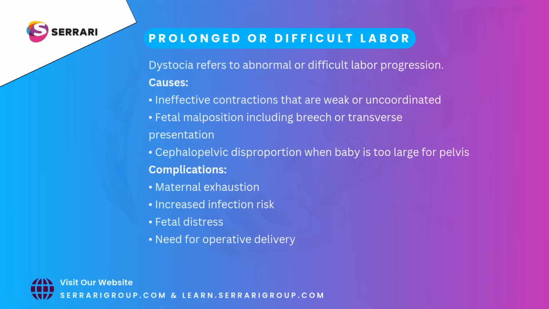Prolonged or difficult labor. Dystocia refers to abnormal or difficult labor progression. Causes: ineffective contractions that are weak or uncoordinated. Fetal malposition including breech or transverse presentation. Cephalopelvic disproportion when the baby is too large for the pelvis.